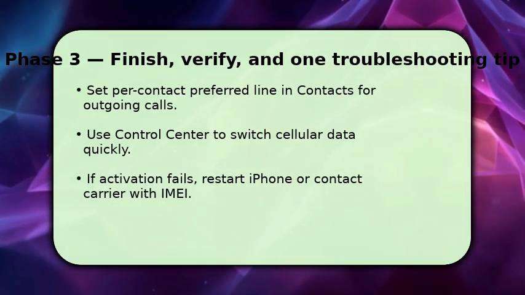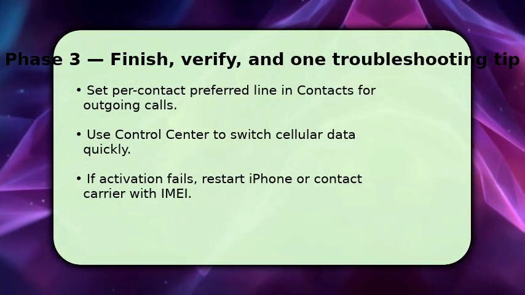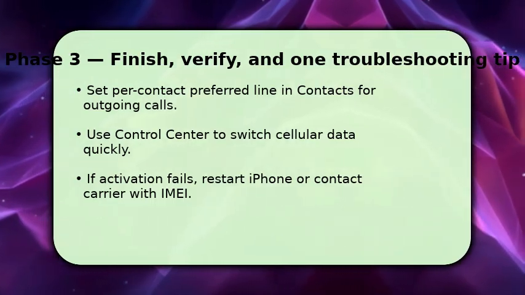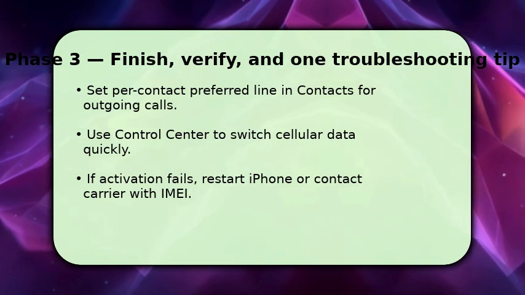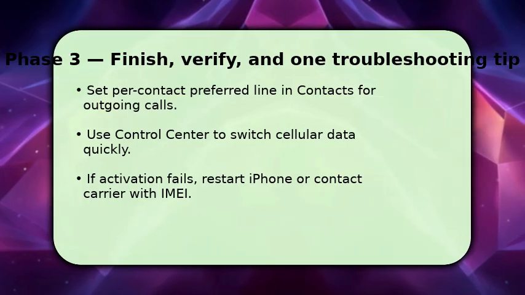If activation fails, restart your iPhone first, then verify the eSIM details and MA. If problems persist, contact the carrier. That single troubleshooting step resolves most issues because carriers often must enable eSIM.